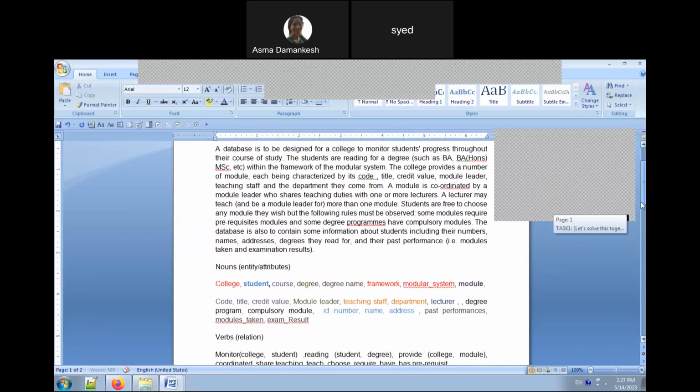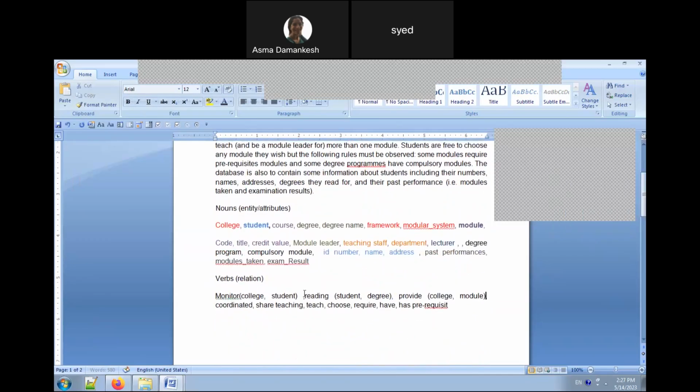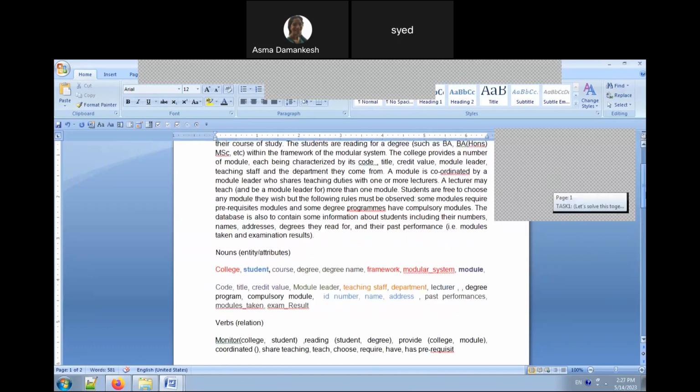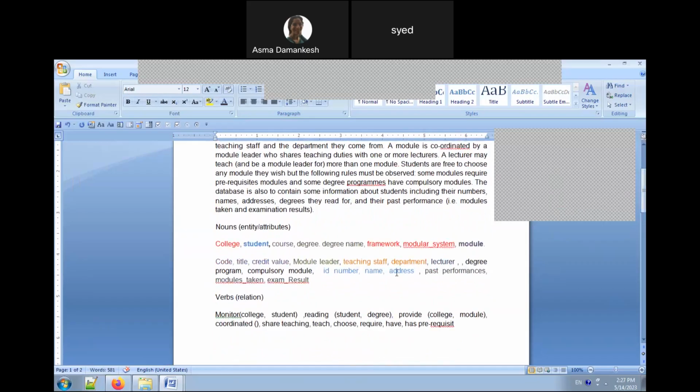Then we have each being characterized by this. Okay, leave that. Coordinated. Who is coordinating what? I'm gonna go a little fast now. We know that this is between the module and module leader, right? Teaching and teach are the same, so I'm considering teach as one. Who is teaching what? Actually it's a lecturer, no? Lecturer, and they are teaching modules.